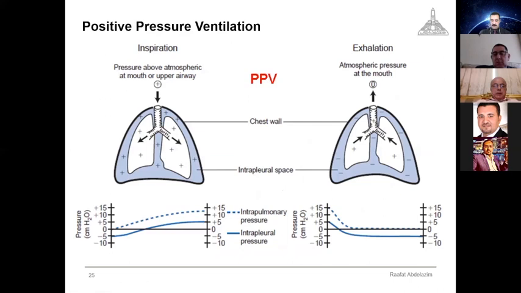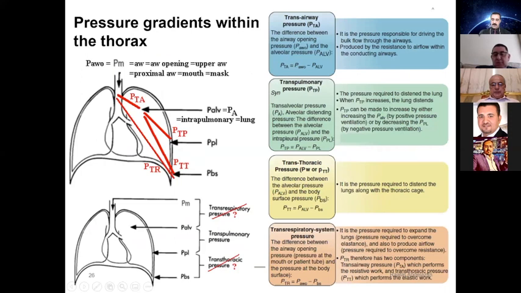So if we apply controlled mechanical ventilation, that means that we give muscle relaxant plus sedation, so there will be no patient effort. The airway pressure will be always positive during inspiration and during expiration. And the intrapleural pressure will be less negative. It will be minus 5 during inspiration and plus 5 during expiration. Later on, we'll see the importance of these pressure changes.